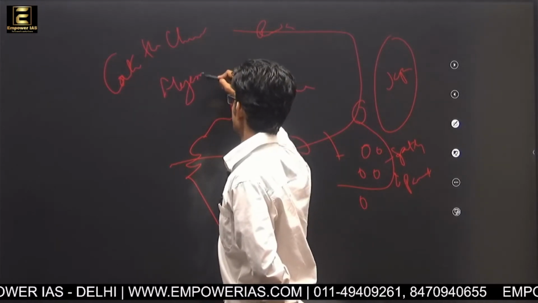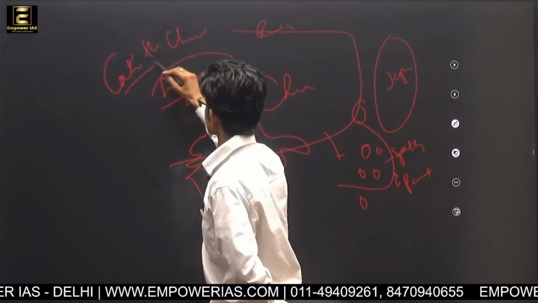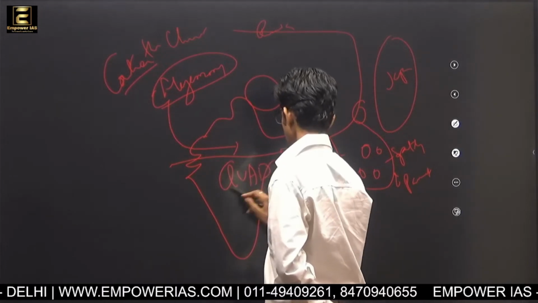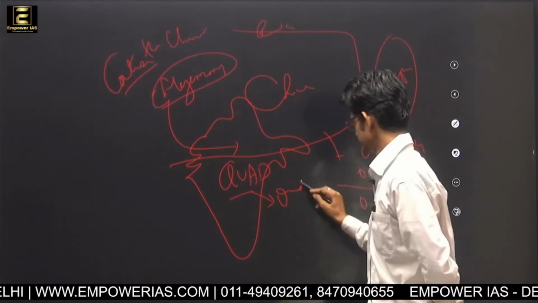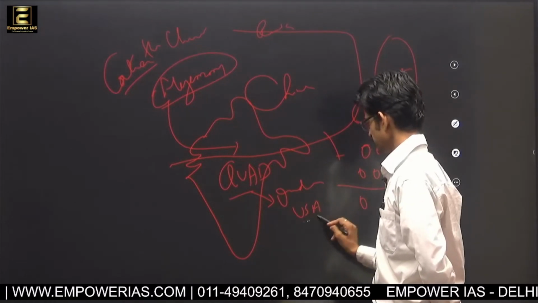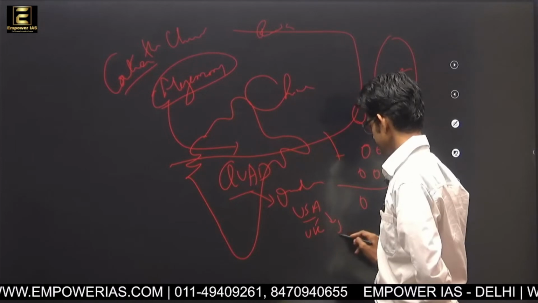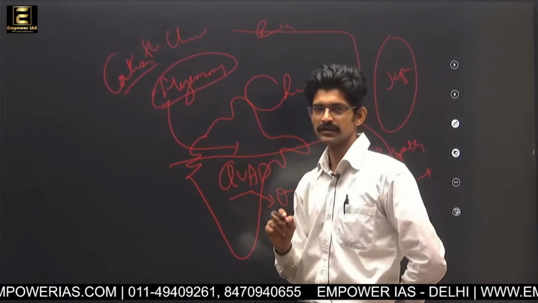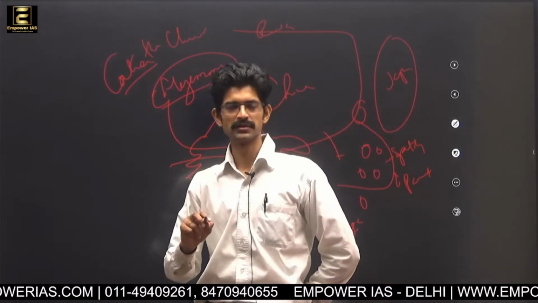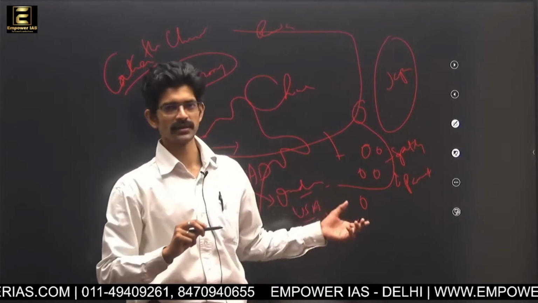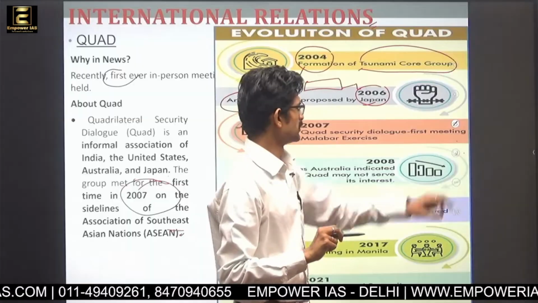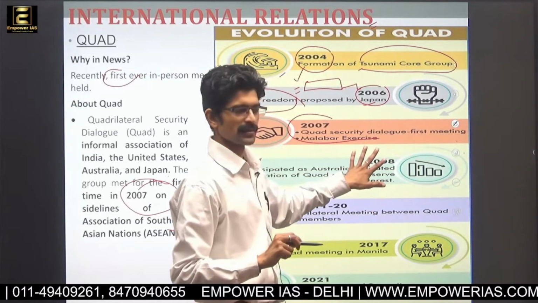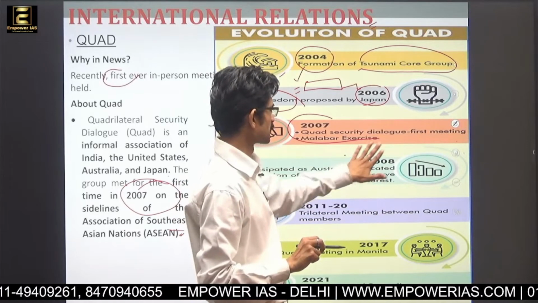what we are having? We are having the Quad group, that is a quadrilateral group of India, USA, UK and Japan. This group will look into the matters concerning the rising arms of China, and they will counter the rising influence of China in the Indo-Pacific region. Now, in 2007, the Quad security dialogue had its first meeting at the Malabar exercise held between India and other Quad members.